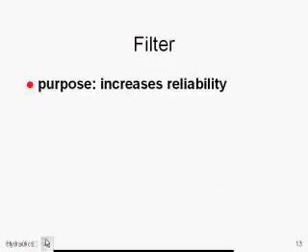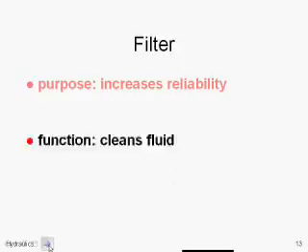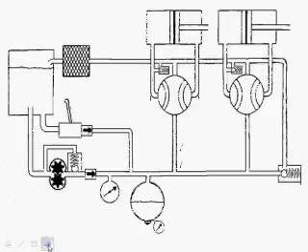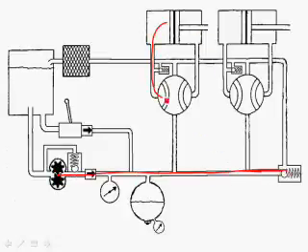Filter. Why is a filter on board a hydraulic system? That is its purpose. It's there to increase the reliability of the system. It won't break as often. How does it do it? What's its function? It does it by cleaning the fluid. So in this system, we pump fluid in on the pressure side, and after fluid leaves the actuators, it goes through the filter on its way back to the reservoir.